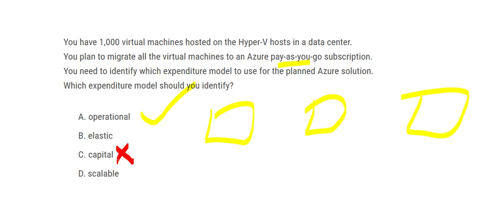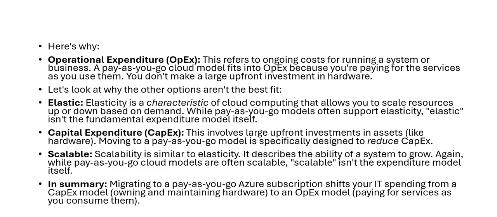And we are talking about expenditure model. Elastic is not an expenditure model. Scalable is also not an expenditure model. This is what we are addressing. Whatever I explained, it is documented here. Okay, this is the answer.